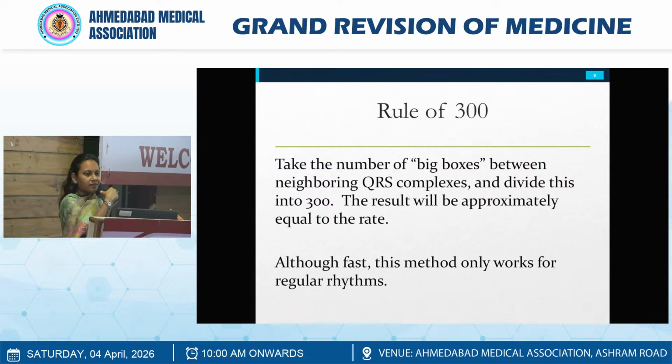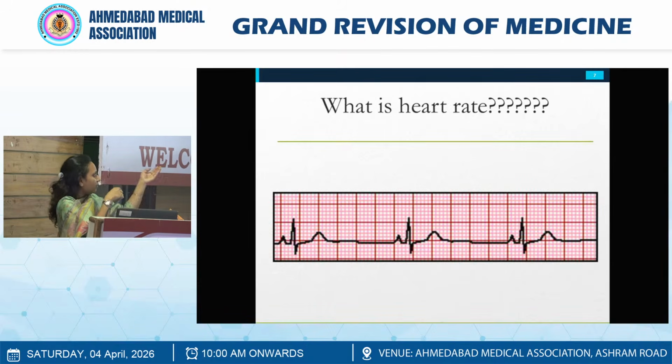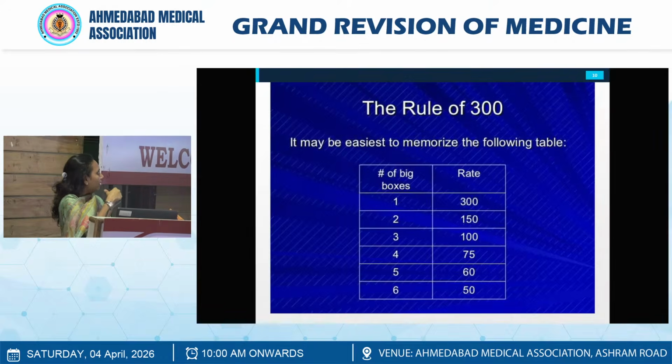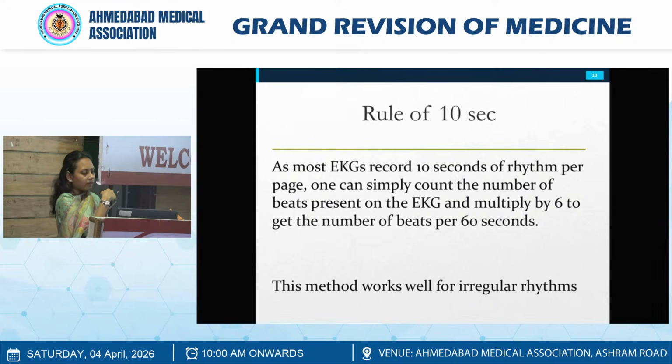If there is a presence of P wave and sinus rhythm, this is the basic formula. Okay, tell me heart rate in this ECG first. 300 divided by 5, 60, okay, but this is only for a normal sinus rhythm. Here, will you be able to calculate with this formula? No. So, for that we have a 10-second rule or maybe a 6-second rule.